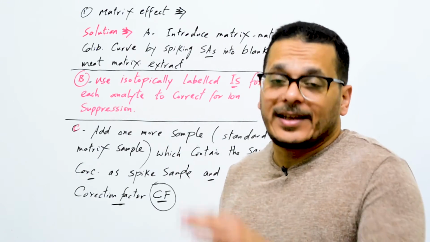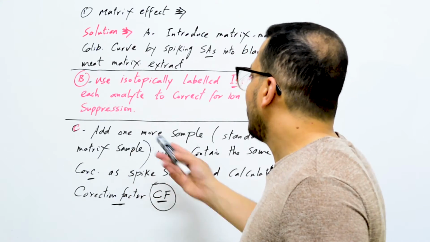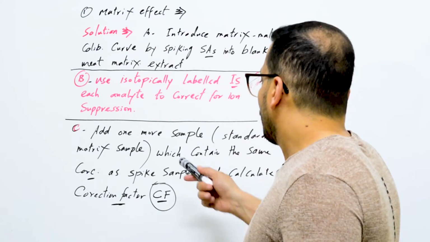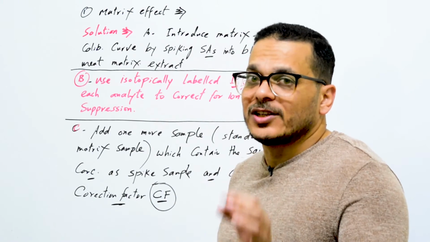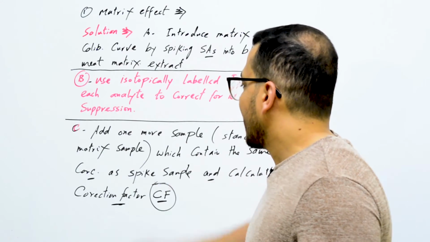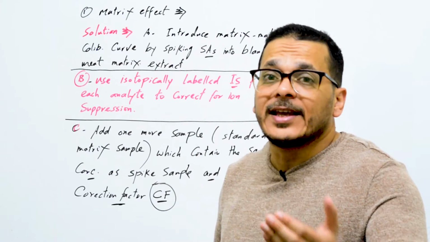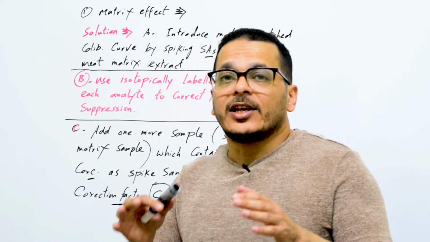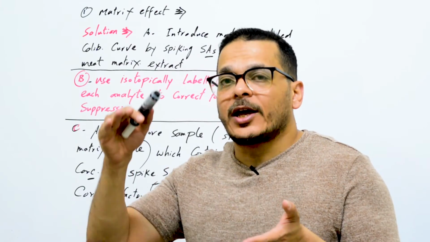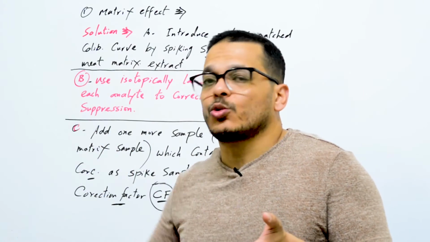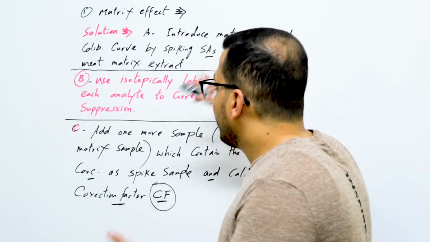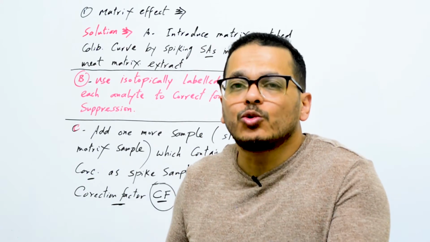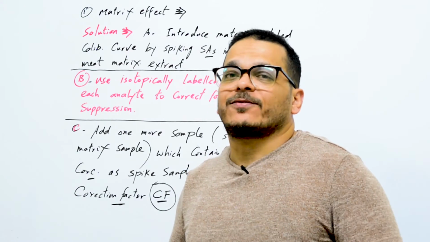And also the easiest way, you can add one more sample which is a standard matrix sample which contains the same concentration as the spike sample, but added or fortified at the end of your extraction, and calculate a correction factor. Then this correction factor will be multiplied to the spike sample and also other samples. All of them will be explained in different lectures, but that was the solution for the matrix effect error.